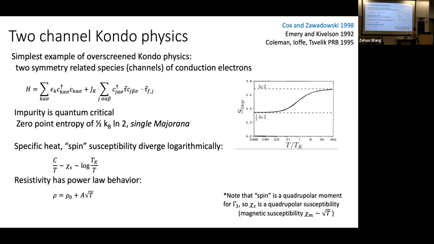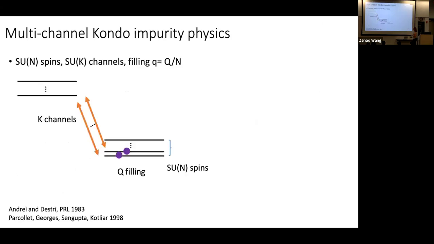All right, and please feel free to interrupt with questions at any time. But I want to talk about what happens when you go beyond two channels, even though we don't have so many examples of these. So we can talk about multi-channel Kondo impurity physics in general with SU(N) spins, and here I'm using K to label the number of channels, which is essentially the number of ways you can screen these spins. And you can also tune your filling. We've been mostly looking at half filling or at a single electron in the quartet or doublet or whatever you're looking at in your SU(N).